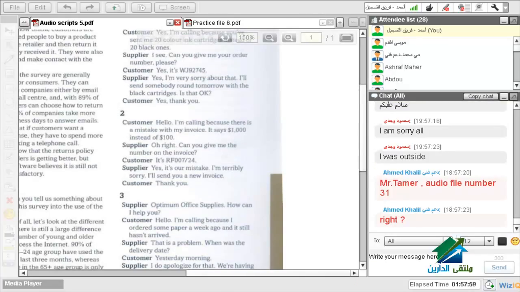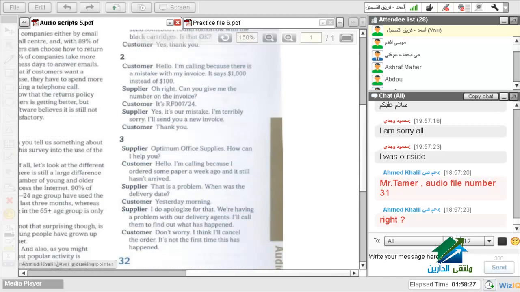2. Hello. I'm calling because there is a mistake with my invoice. It says $1,000 instead of 100. All right. Can you give me the number on the invoice? It's RF007/24. Yes, it's our mistake. I'm terribly sorry. I'll send you a new invoice. Thank you.